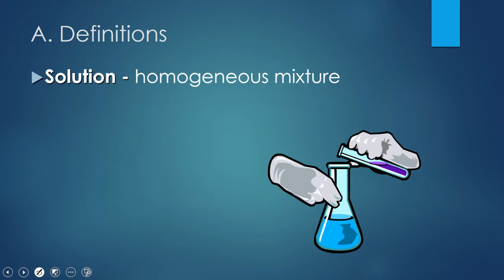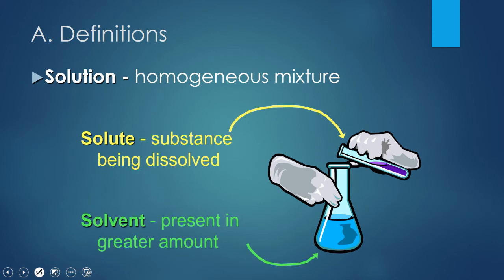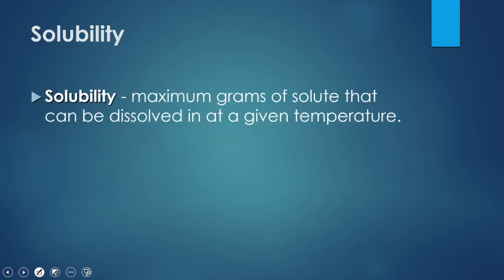And we have two key components to any solution. We've got the solute, which is the substance being dissolved, and we have the solvent, which is in greater amount, and it's doing the dissolving. So remember, we dissolve the solute into solvent. And we can measure the maximum amount of solute that can be dissolved at a given temperature, and we call that the solubility. That's when we reach the maximum amount we can put into that solvent and still dissolve it all.